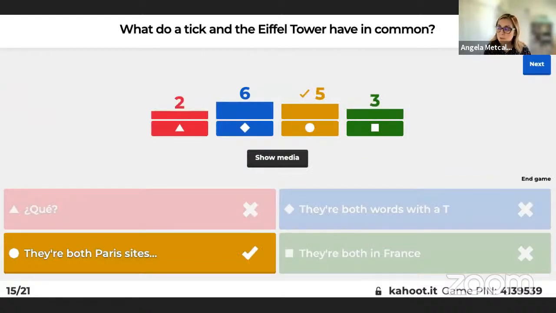They're both parasites, right? So in Paris, we have the Eiffel Tower. A tick is a parasite, meaning it harms its host to get what it needs. Same thing with a flea. A flea is also a parasite. Okay, just a goofy one to break it up.